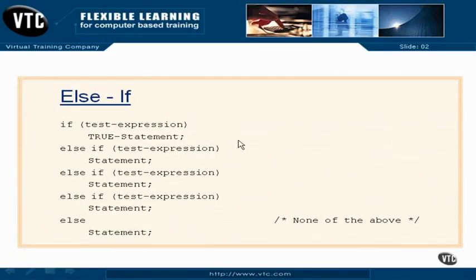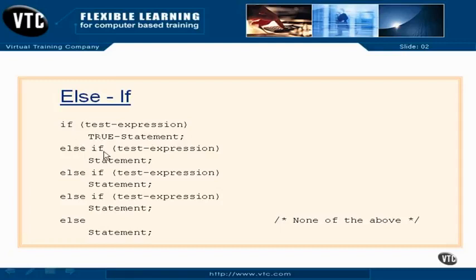Now we need to take a look at the else-if construct. We already looked at the if using an else afterwards, but there's a new construction here called else-if. Take a look at this. If the test expression is true or non-zero, then we run this true statement. We've seen that.